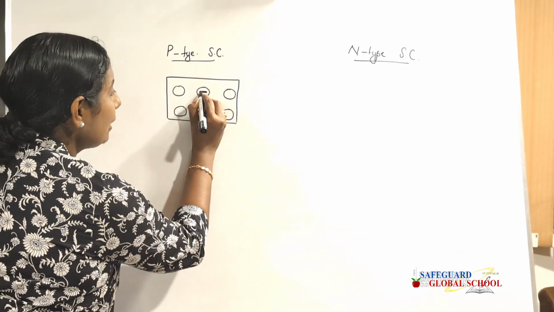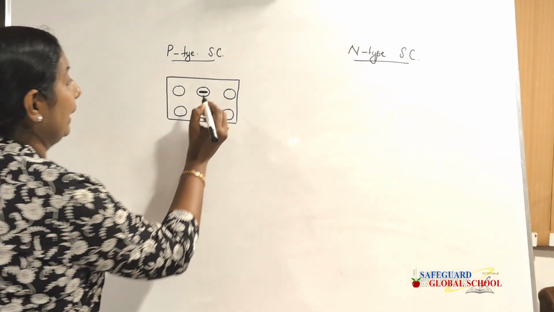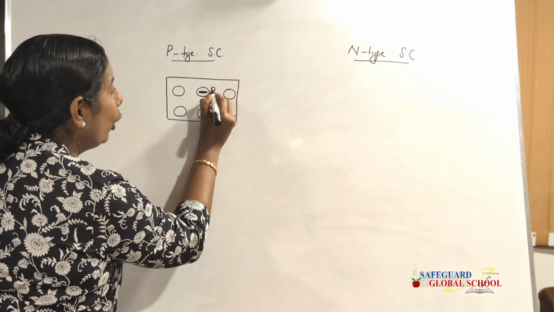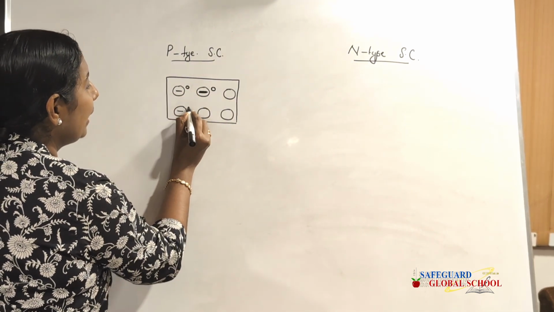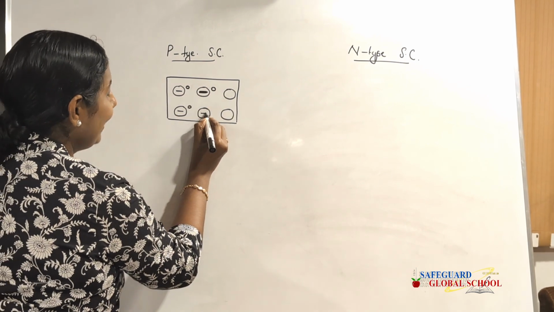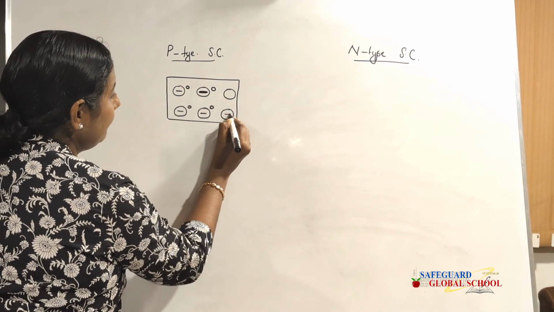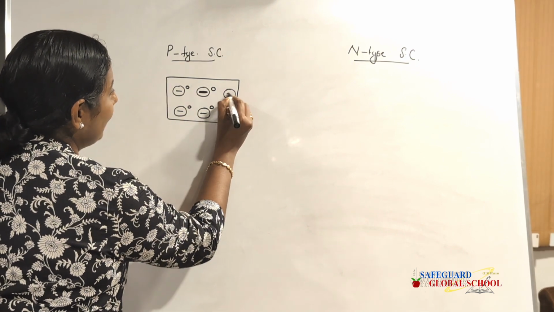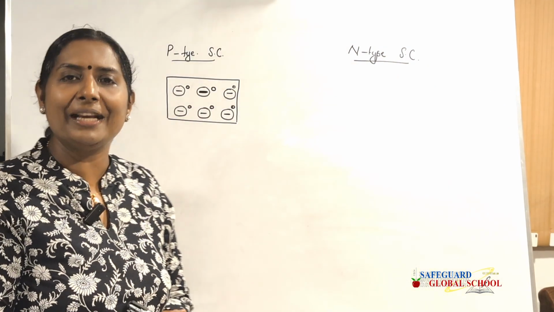So associated with every negative core of a trivalent impurity, there must be a hole. So what must be the representation of a P-type semiconductor? All the acceptors must be marked as negative and a hole is associated with each. So this is the legend of a P-type semiconductor.